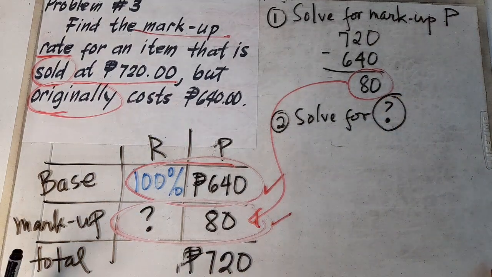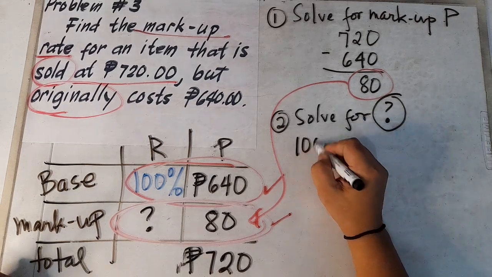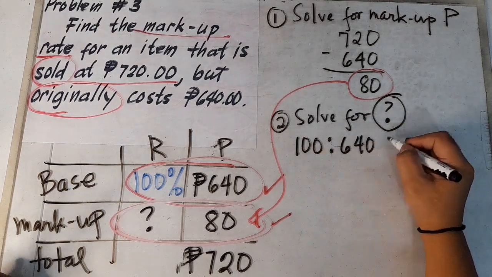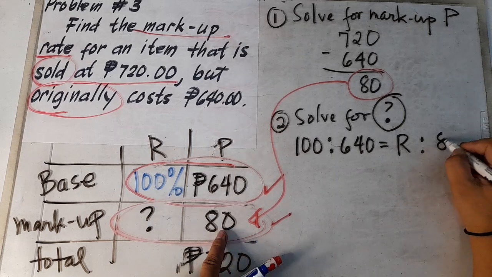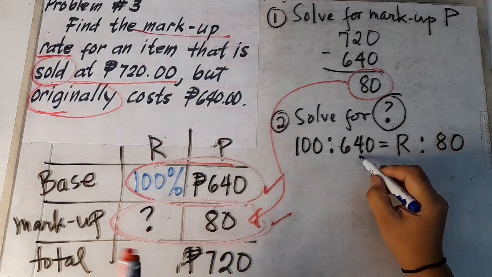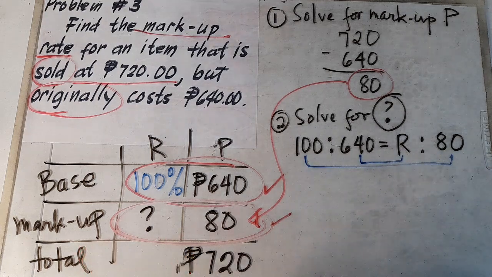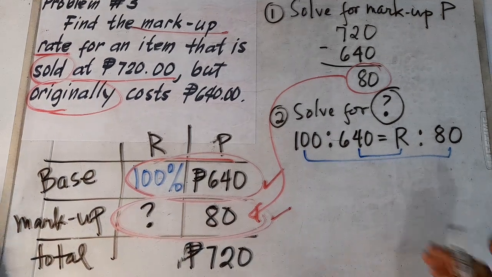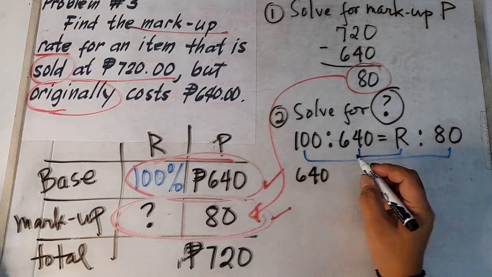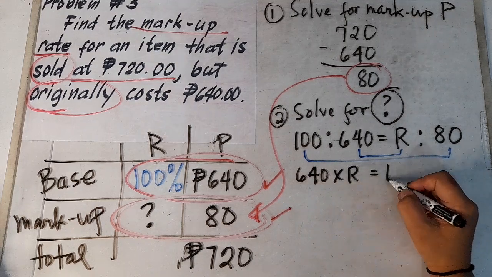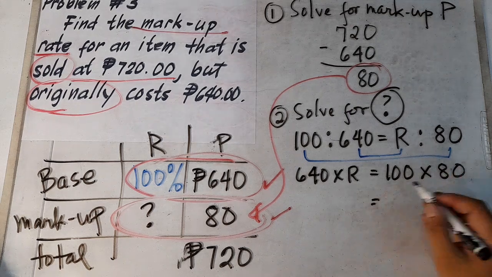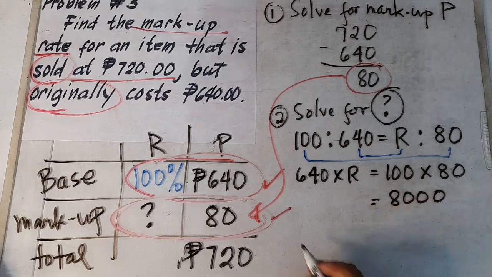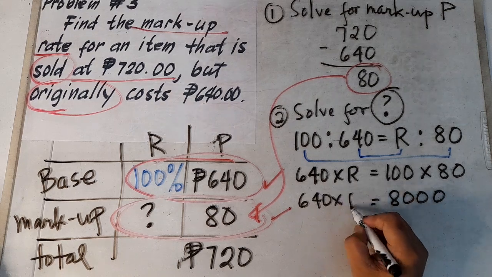So, papaano yan? We use proportions. Okay? Direct proportion to. So, horizontally, 100 is to 640 equals, yung question mark natin is under the rate, so that's R, is to 80. Okay? Then, we solve for the means, product ng means and product ng extremes. So, by doing so, we will have 640 times R is equal to 100 times 80. And what is 100 times 80? That's 8 with 3 zeros, 8,000. And that is 640 times R.